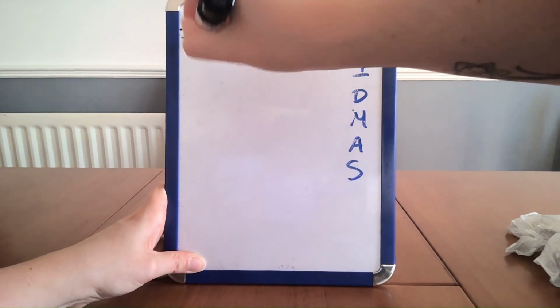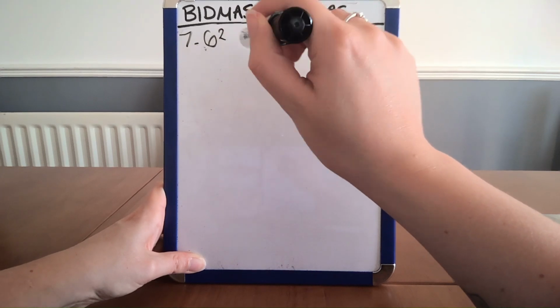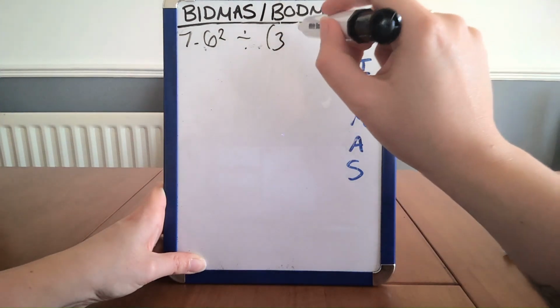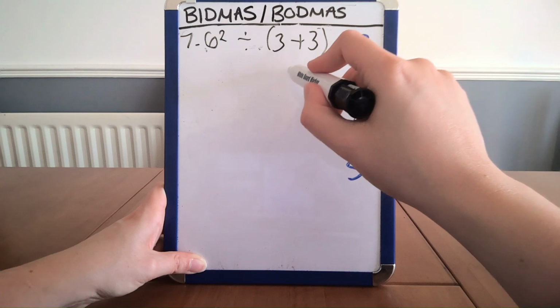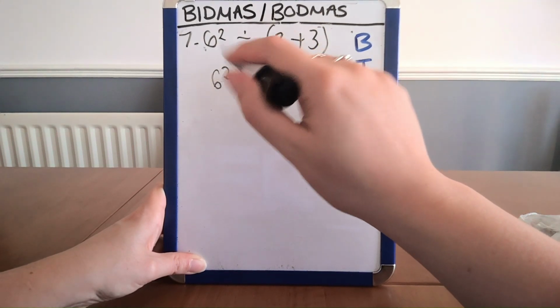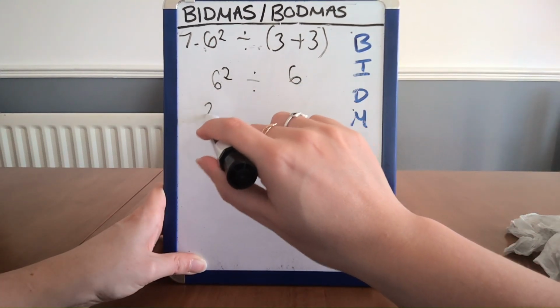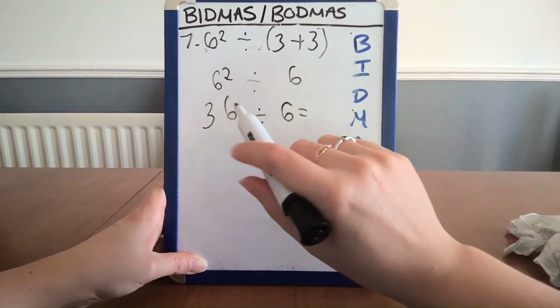Moving on to question 7 then. Question 7 is 6 squared divided by 3 plus 3. Now there are brackets, we have to deal with those first. 3 plus 3 is 6. 6 squared is 6 times 6. So 6 times 6 is 36. And that's going to equal 6.